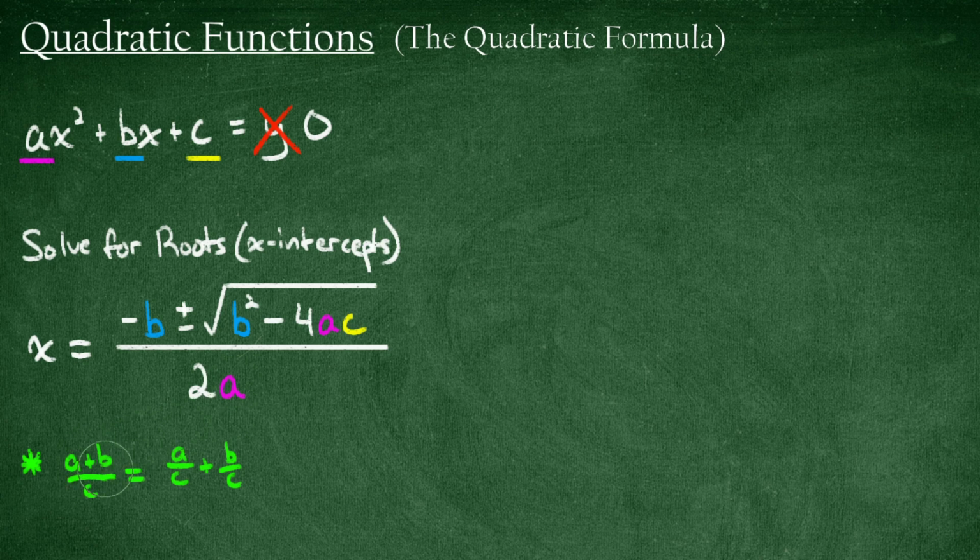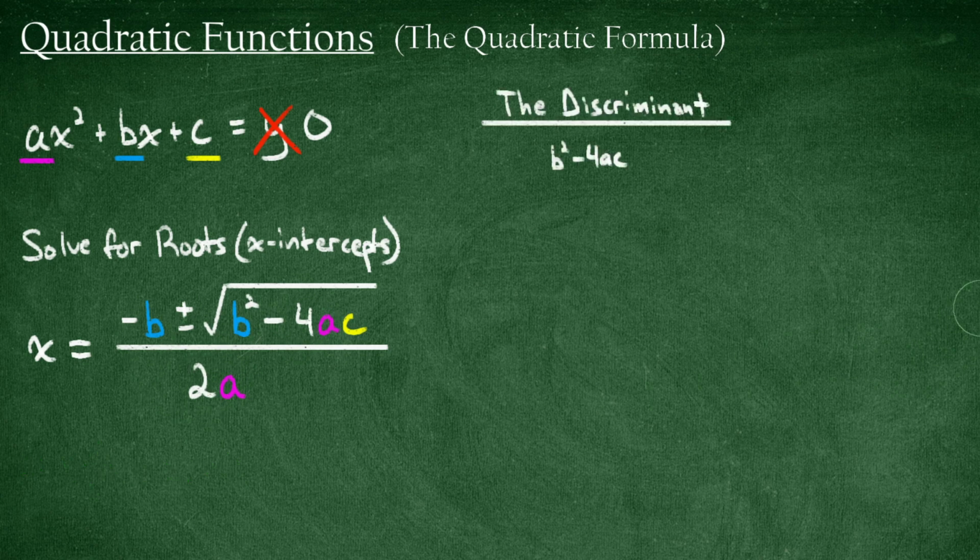But either way, I just want to remind you, if I have a plus b over c, then I can rewrite that as a over c plus b over c, okay? And that's what we're going to do with the quadratic formula. I have this thing on the left plus or minus this thing on the right all over 2a, so I'm going to apply the 2a to both sides of those.